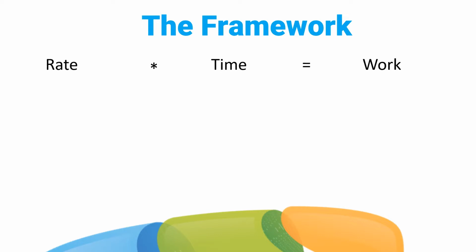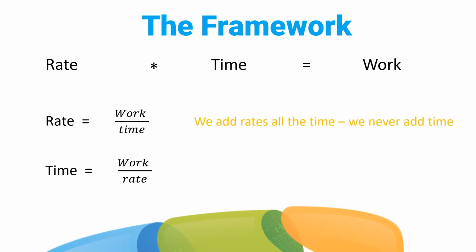Now, there's also 2 other formulas that fall right out of the algebra here. If rate times time equals work, then rate must equal work over time, and time must equal work over rate. 2 other things are really important in work rate problems. The first is, in work rates, we add rates all the time, but we almost never add time. Also, if you're in a work rate problem and you're not real sure what's going on, always get everyone's rate. If you can get everyone's rate, you're in a pretty good position to be able to get the question right.